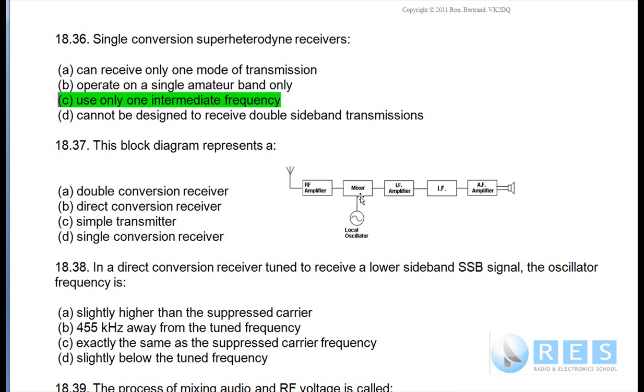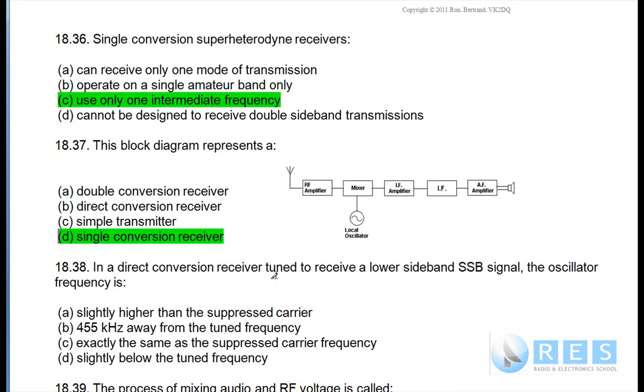But that is, without any doubt, even if there weren't any labels on this at all, you should be able to tell this is a single conversion receiver, because it has only 1 frequency converter in it. The mixer and local oscillator perform the same combined function of a frequency converter.